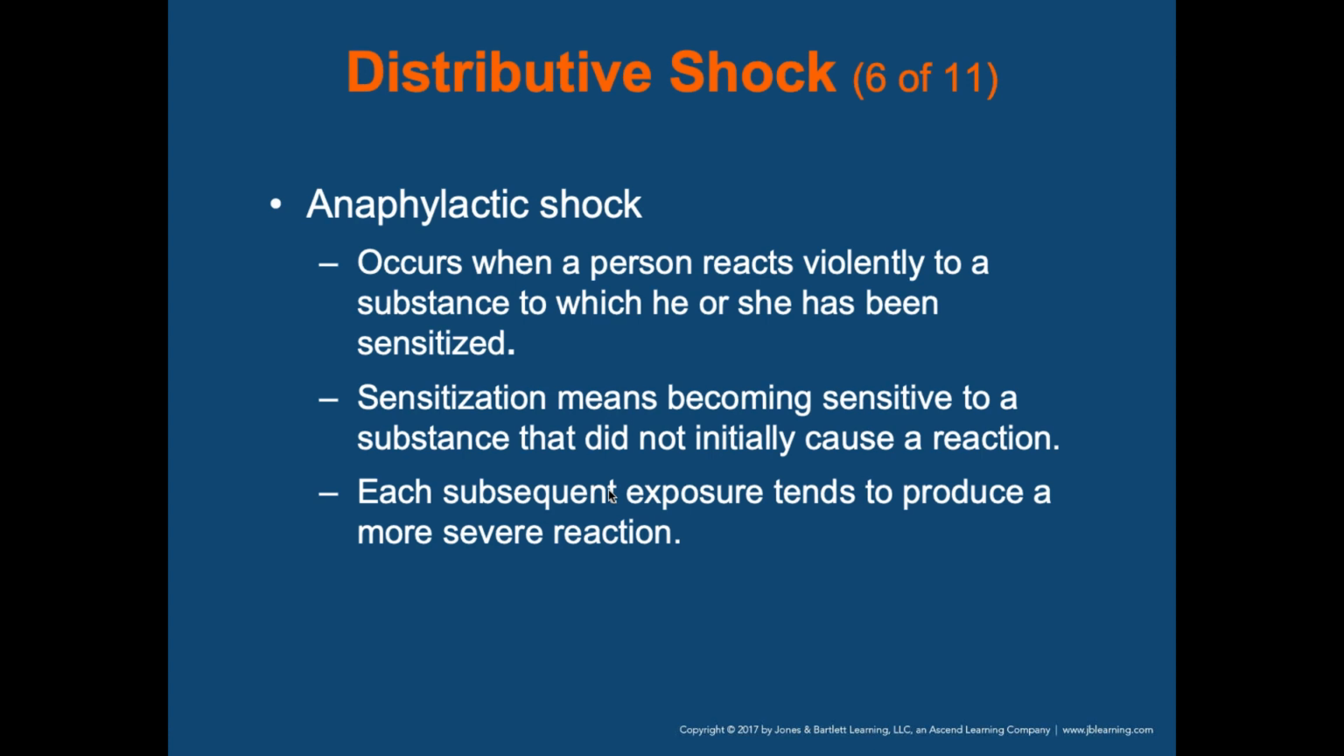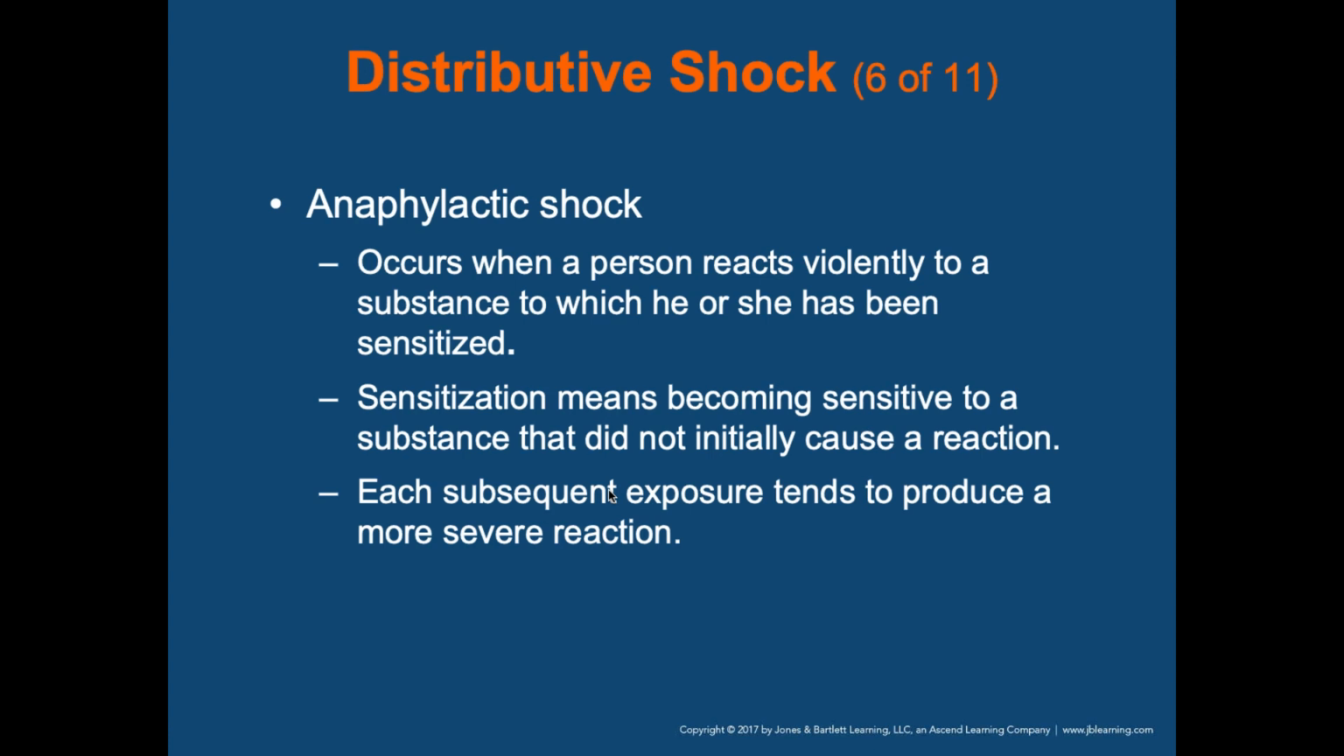Anaphylactic shock, also another form of distributive shock, occurs when a person reacts violently to a substance for which he or she has been sensitized. Sensitization means becoming sensitive to a substance that did not initially cause a reaction. So strawberries is one of them, or seafood. Patients have eaten seafood all their lives, or strawberries all their lives, and all of a sudden have a bad reaction to it, because now you're no longer desensitized to it.